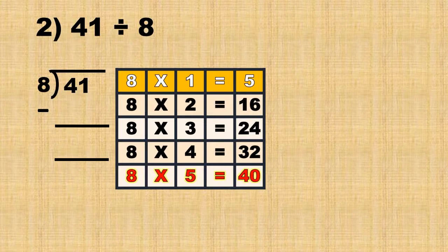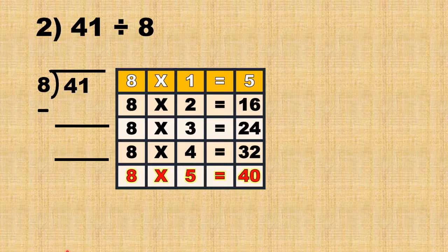Second example, 41 divided by 8. 41 is the dividend and 8 is the divisor. The dividend 41 has 4 tens and 1 one. Now let us divide 41 by 8. Now we use the table of 8 such that the product is equal to or less than and nearest to 41. So the nearest product less than 41 is 40.